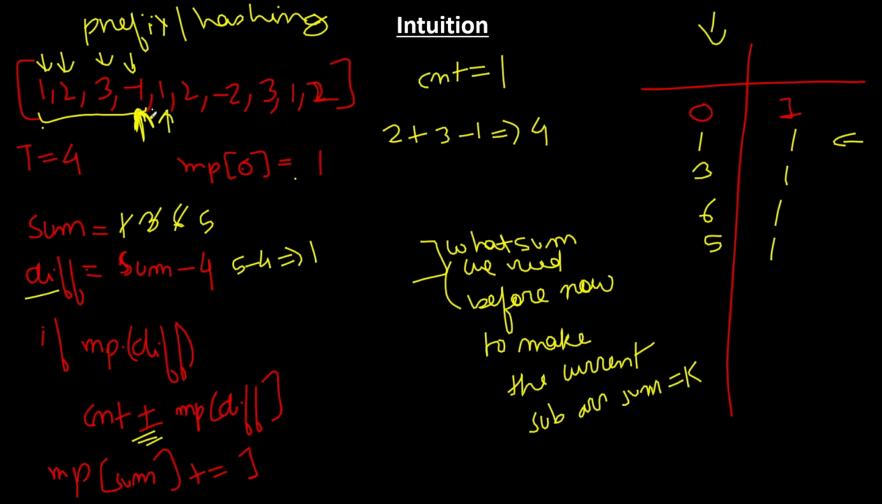So we move ahead. We're in this. So this becomes 6 again. And we subtract 4 from 6, so we get 2. Since 2 is not in our map, but 6 was already there, right? So the 6 count becomes 2.